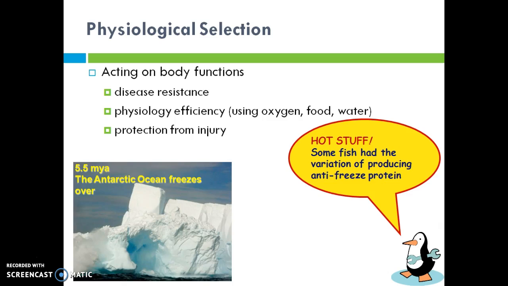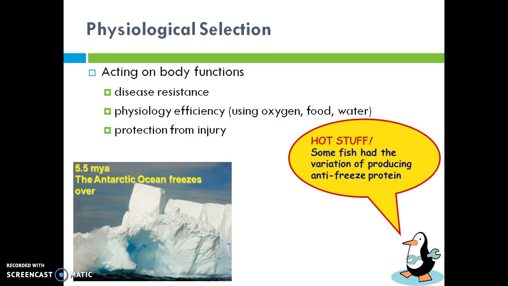Physiological selection is how the body functions. So if there is a disease that's going through a population of a single organism, there is going to be at least a couple individuals that are immune or resistant to that disease. If they have the proper internal functioning, like the immune system, if their immune system is able to fight off or defend against that infection, they will survive and they will pass on those traits to the offspring that they produce.